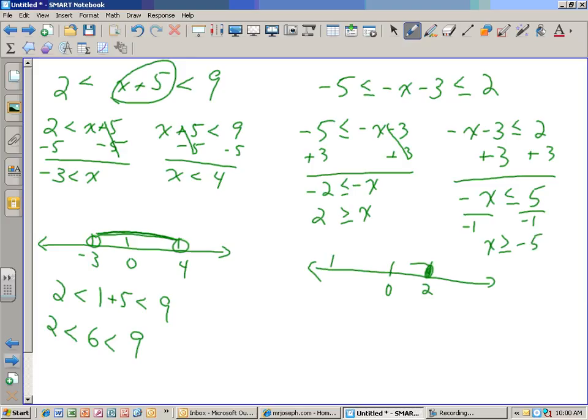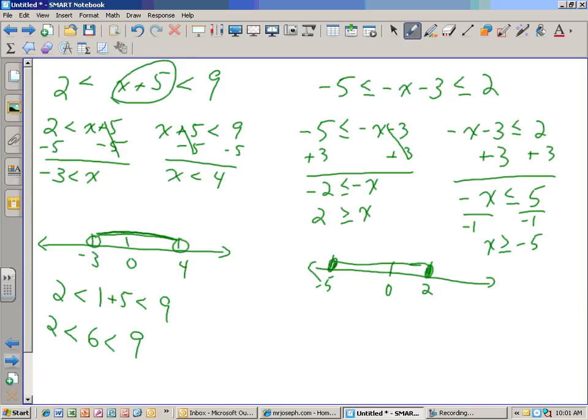Here's negative 5 over on the left side. Open circle or closed? Closed. And we have this and statement. This is the way I want us to write it. You always have to draw a line between them for and. Always. Because what it means, Carly, is that all these values between negative 5 and 2 will work.